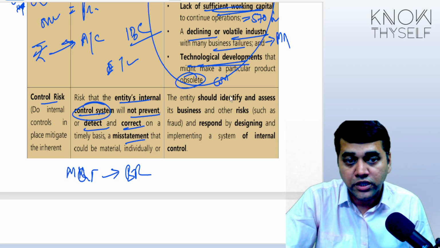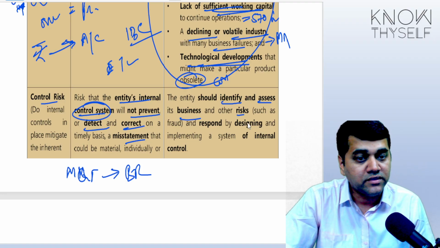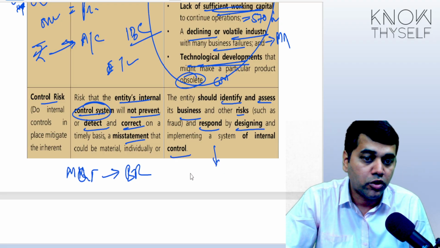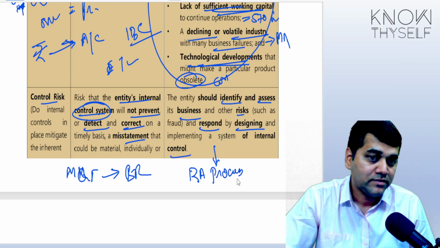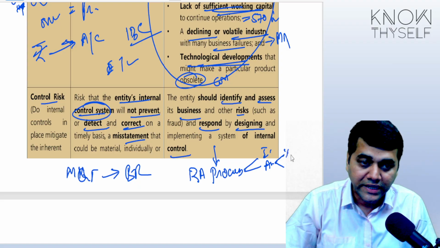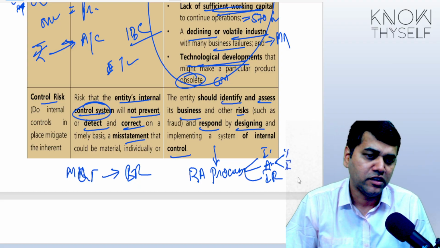So what should they do? They should always identify and assess the business risk and other risks and respond by designing internal control. And this concept is called the risk assessment process. What do they do? They identify the risk. Okay, they assess the risk. Assessment includes probability and impact, and they establish internal controls.